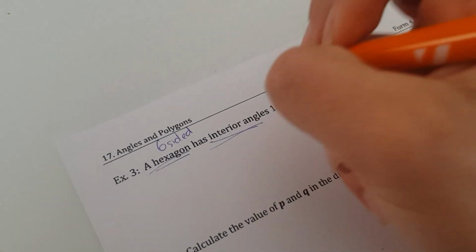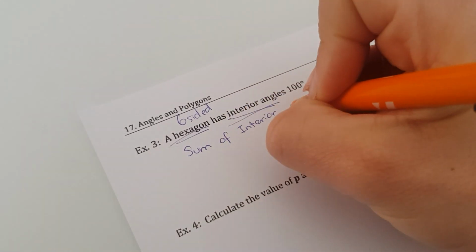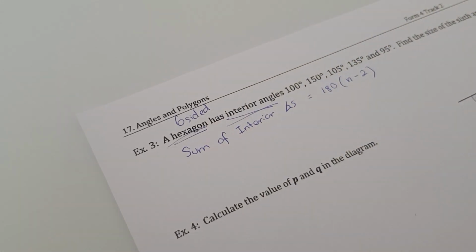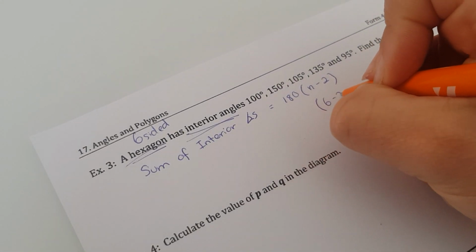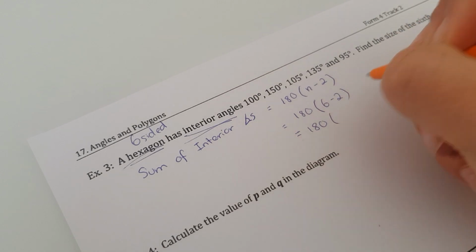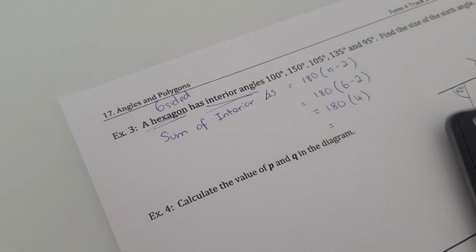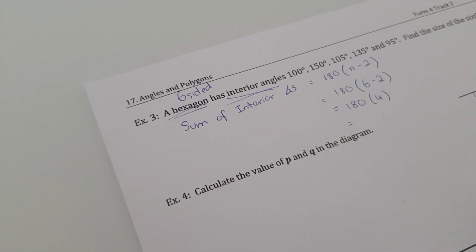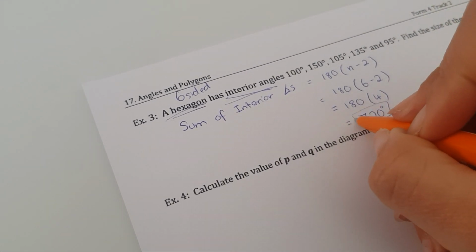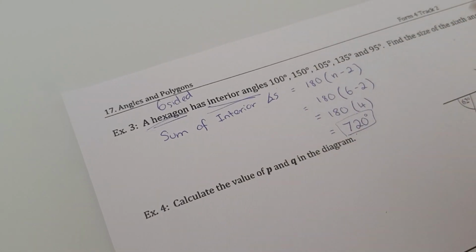And the sum of interior angles is 180 times the number of sides minus 2. The number of sides is 6. So 6 minus 2 is 4. 180 times 4. Hexagon, okay? And that is 720. That is the total, not the answer. All of these together plus the sixth one should add up to 720.